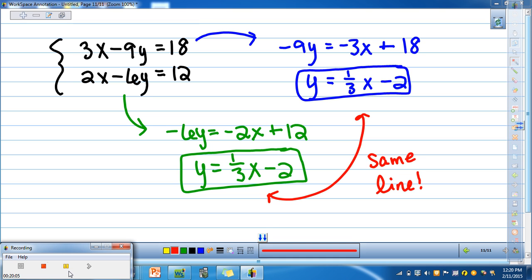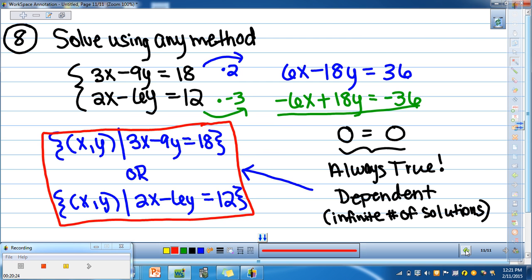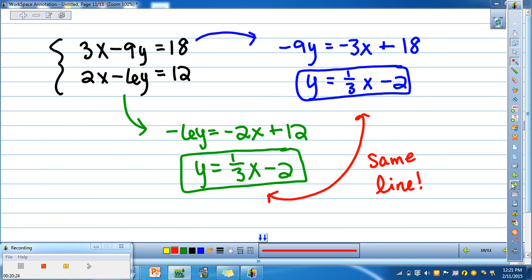One final thing I want to show you with this system is that if we were to rewrite both equations in the y equals mx plus b form, in other words, solve for y, we see that we end up with the same exact equation, which means that they are the same line, so it makes sense that it's going to be a dependent system. Same slope, same y-intercept.